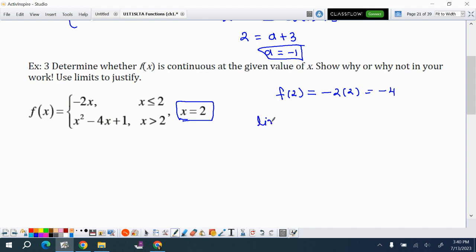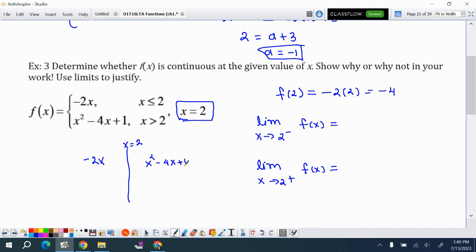So let's check the limit. Limit as x approaches 2 from the left and limit as x approaches 2 from the right. Again, if you want, you can draw the picture. x equal to 2 here. The left side is negative 2x. The right side is x squared minus 4x plus 1. When x is 2, we know the y value is negative 4. You have to check whether all those values are also the same. So 2 from the left: negative 2 times 2 is negative 4.